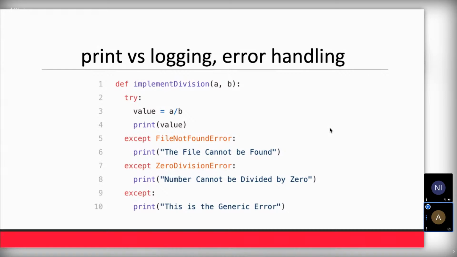So in this case, in the try case, you say that you expect that you can actually use a division and divide A and B. But then you say, for example, if B is 0, you get a zero division error. This is really handy when your model requires specific input.